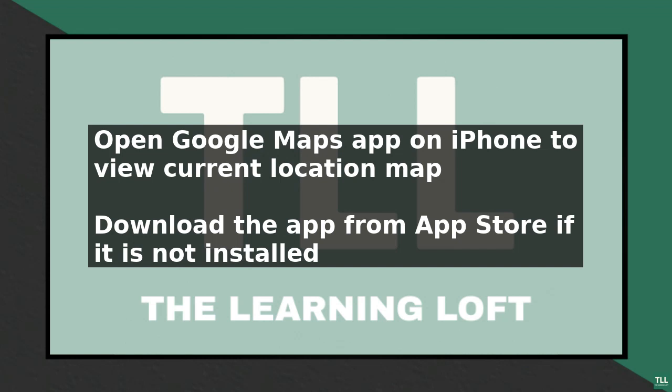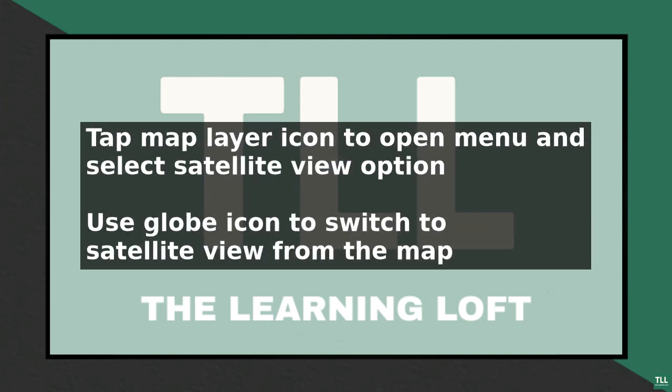To switch to satellite view, tap the map layer icon in the top right corner of the screen. This icon looks like two layers stacked on top of each other. Tapping this icon will open a menu with several options, including satellite view. Select satellite view from the menu to switch the map to a satellite image.